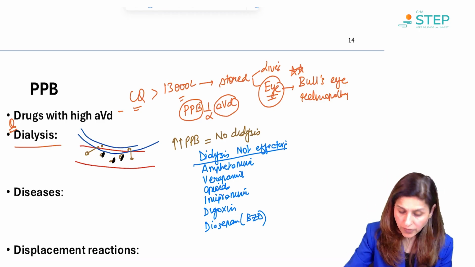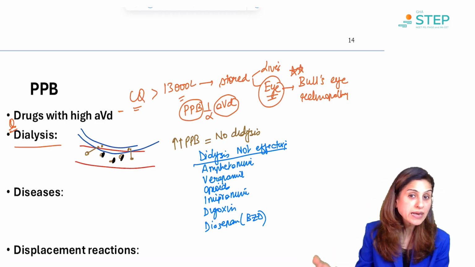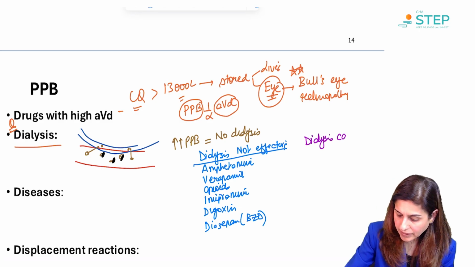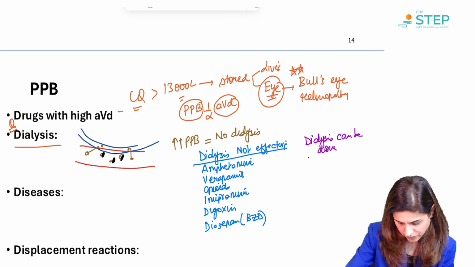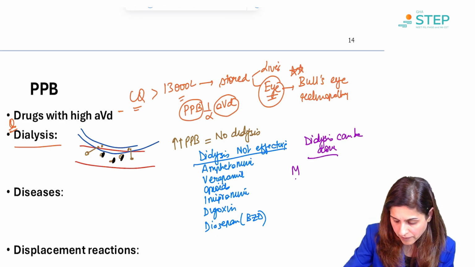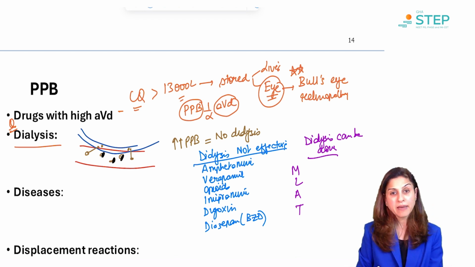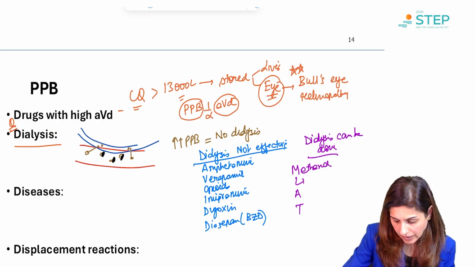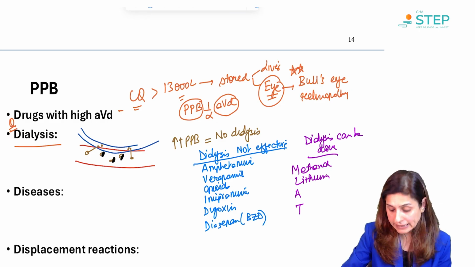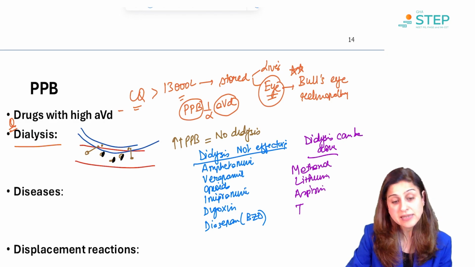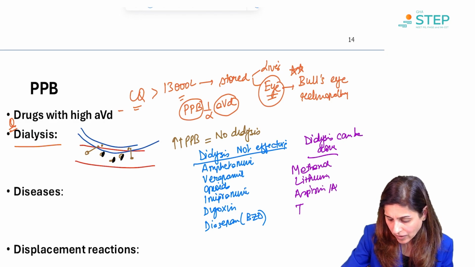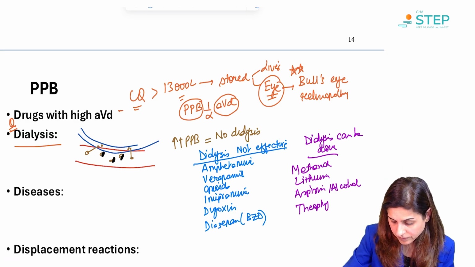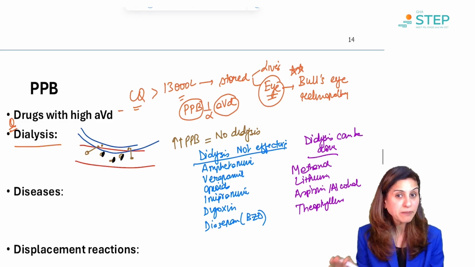On the other hand, the poisonings where dialysis is effective, so dialysis can be done. Again, the mnemonic is MILAT, right? M stands for methanol. I stands for lithium. A stands for aspirin. Even for alcohol we can do it. And T stands for theophylline. So here the dialysis can be done.